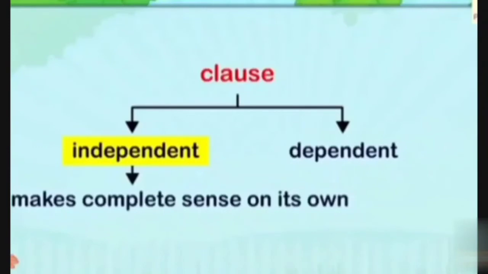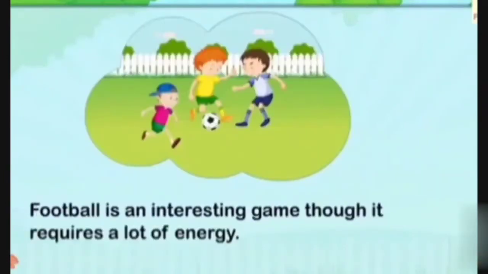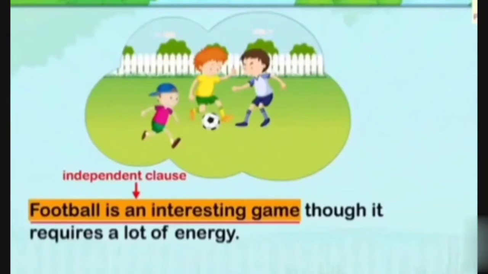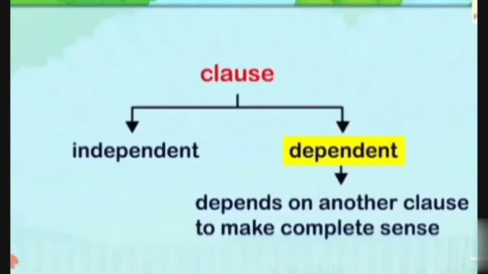So as I told you, clause can be independent and dependent. So independent is which makes complete sense on its own. So let's see one example. Football is an interesting game, though it requires a lot of energy. See this example. So we need to find out the independent clause from this sentence. So the independent clause in this sentence is football is an interesting game because it is having a complete meaning. Though it requires a lot of energy, it's another part of the sentence. Former example was example for independent clause.